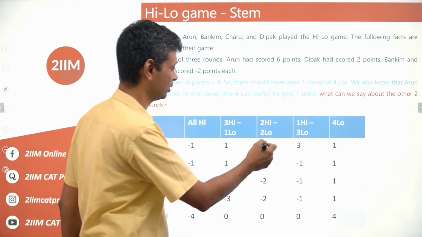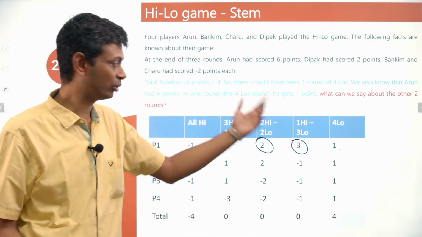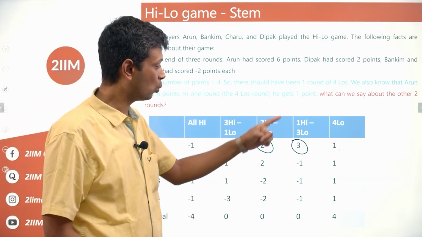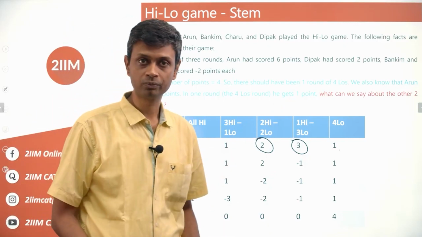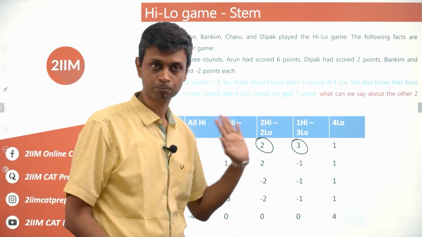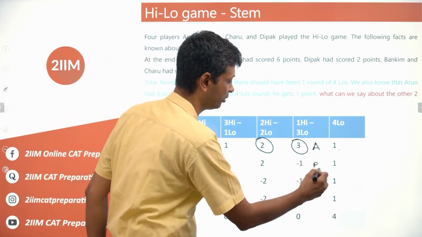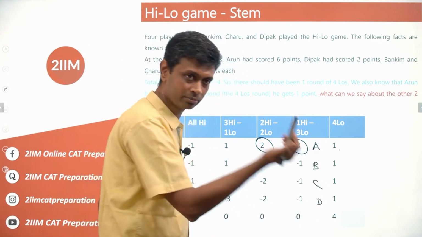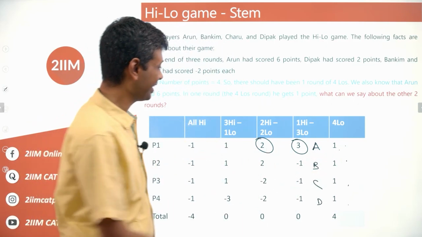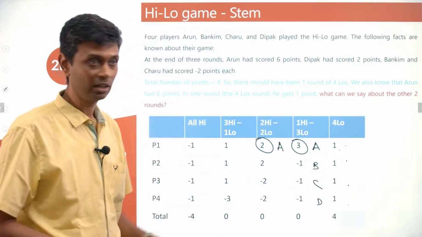It's easiest. This is one result. This is one result. It's the only possibility he'll get to 6 points. Or the 3 rounds where 2 high, 2 low, 1 high, 3 low, 4 low. And in both of these instances, Arun has put the high. So this is very clear. This is Arun. This is B, C, D in some order. So this is A, B, C, D. That's all good. In this case, Arun has put a high.